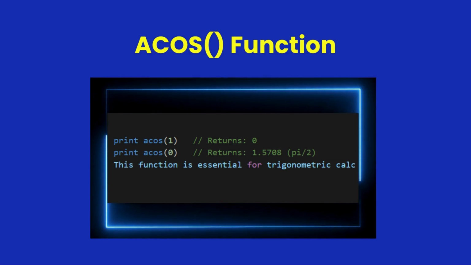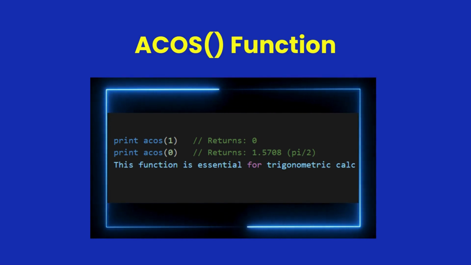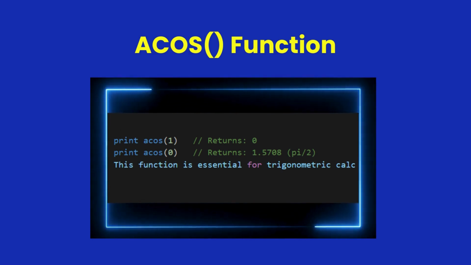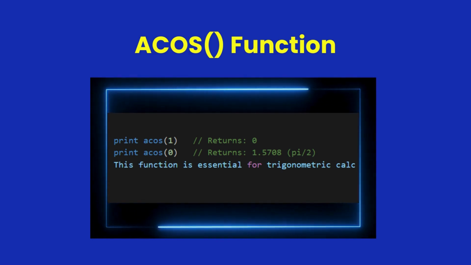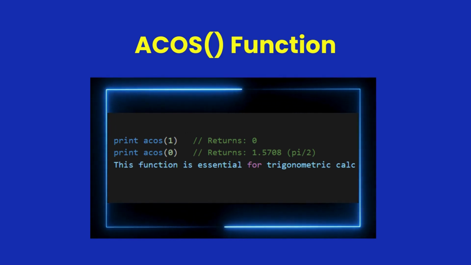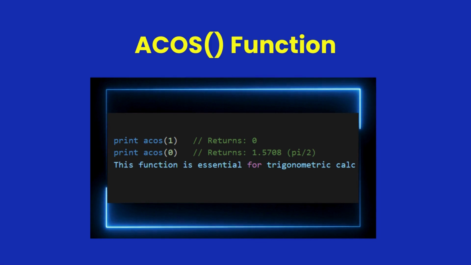The arc cosine function returns the arc cosine of a number, which is the angle whose cosine is the given number. For example, this function is essential for trigonometric calculations, particularly in geometry and physics.